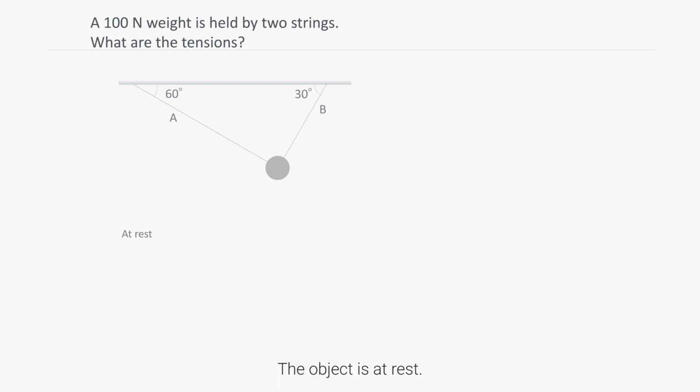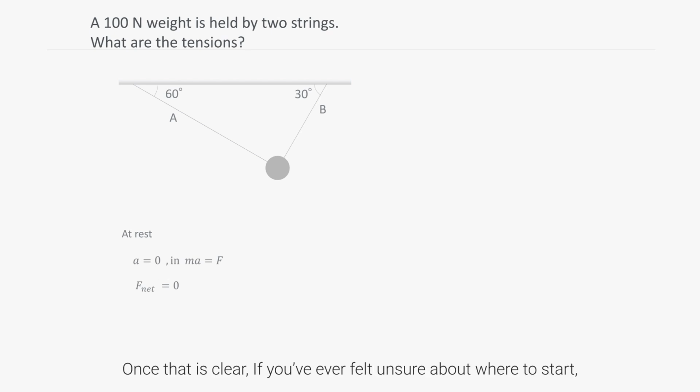The object is at rest. That simply means, in Newton's equation, acceleration equals 0. So this is a force balance problem. The net force must be 0. Once that is clear, these 5 steps give you a clear path.